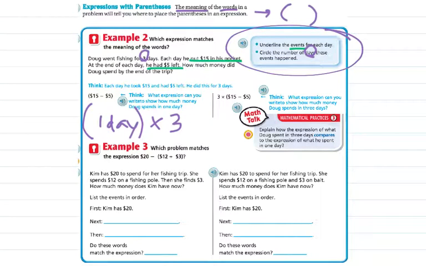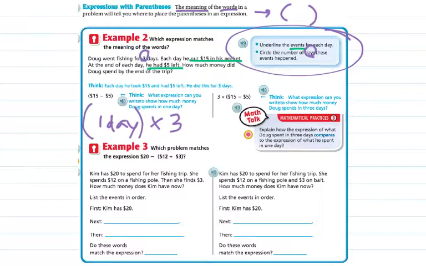We're going to do this one again together with each other in class, but it's important to think and consider it now. It says, explain how the expression of what Doug spent in 3 days compares to the expression of what he spent in 1 day. So our last example is example 3. What we're going to do is we're going to now match the expression, numerical expression, to a situation.